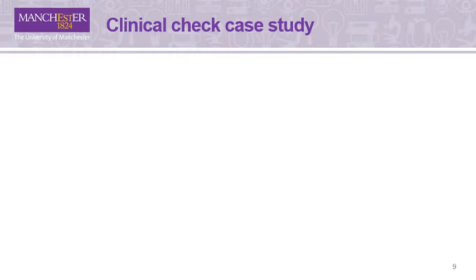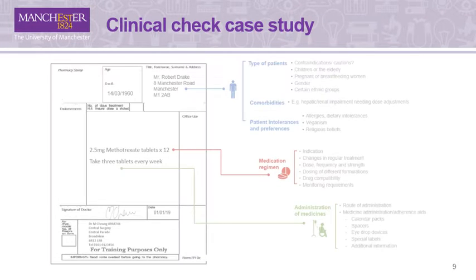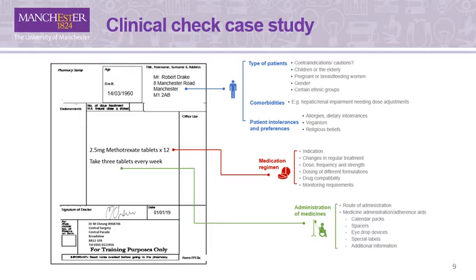We will now take you through an example of a typical clinical check. In this example, we have Mr. Robert Drake, who has come into the pharmacy to pick up a prescription for a new medication to help with his rheumatoid arthritis. Assuming the legal checks have been done, we should start by checking the patient's details, such as age and gender. As the patient is present, we can ask him if he suffers from any other medical conditions, is taking any other medications, or has any allergies. The information obtained will be useful in assessing whether there are any contraindications, cautions, harmful interactions, and intolerances.